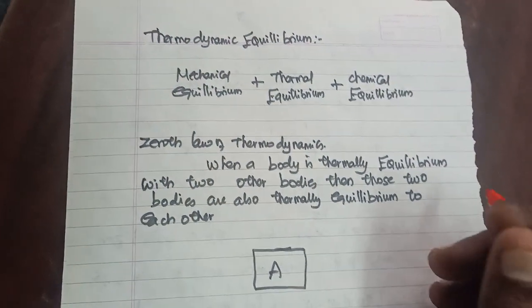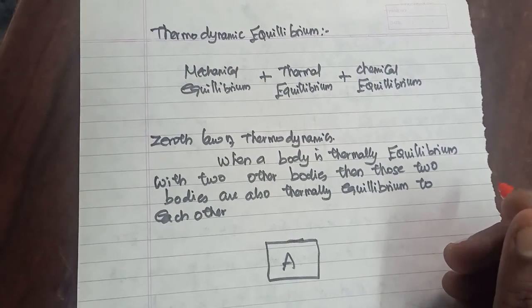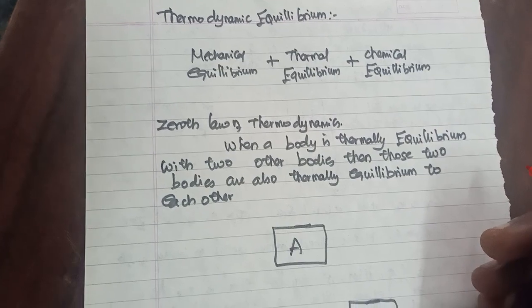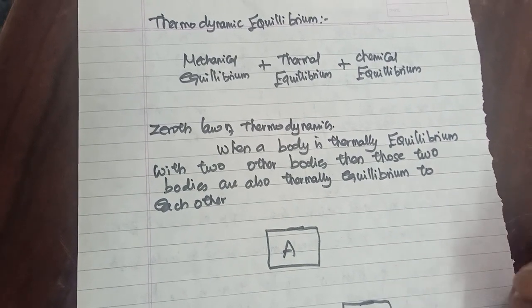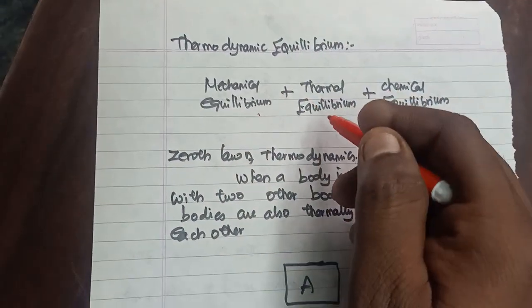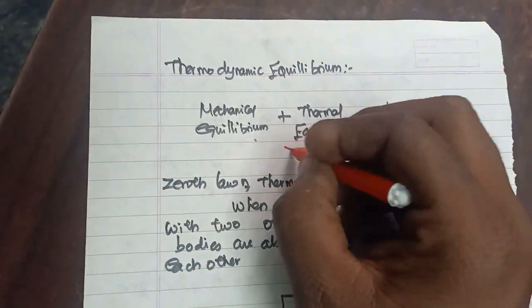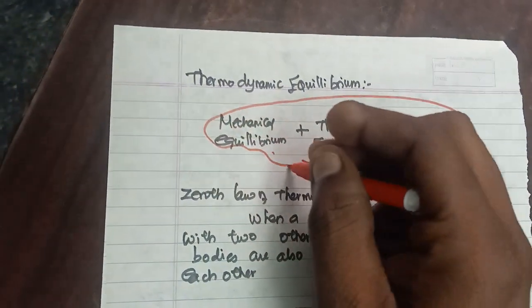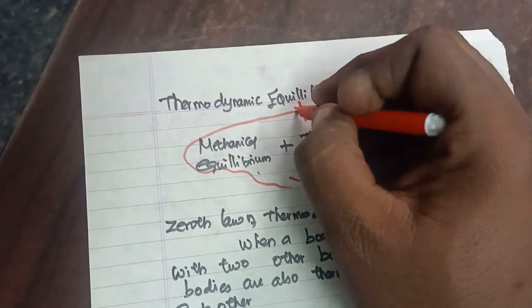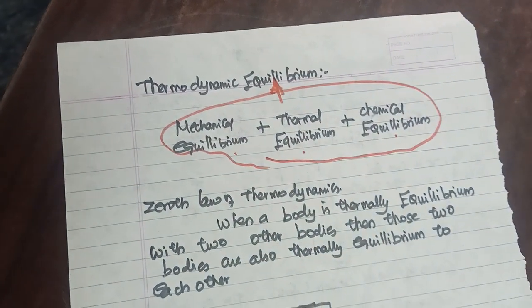Then we come to the major part, that is thermodynamic equilibrium. Thermodynamic equilibrium is a state in which all three, mechanical, thermal and chemical equilibrium, are put together. It is called thermodynamic equilibrium.